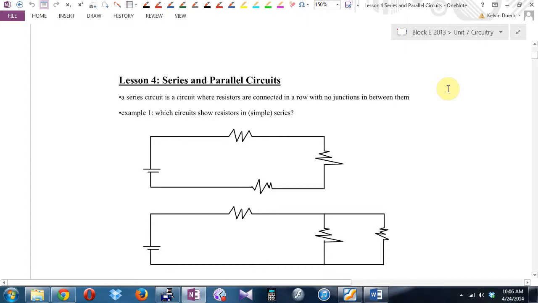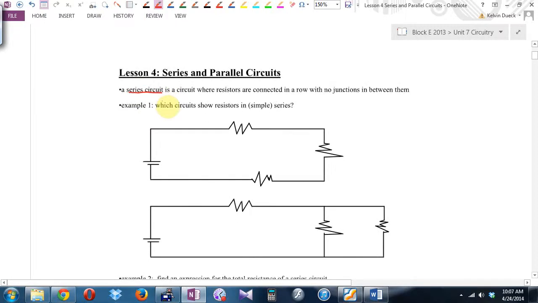What we want to talk about are the two main types of circuits, series and parallel. So a series circuit is a circuit where the resistors are connected in a row with no junctions between them. In my ski hill analogy, a series circuit is a circuit where the skiers all ski the same path.